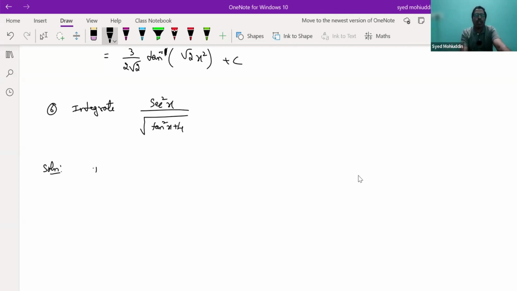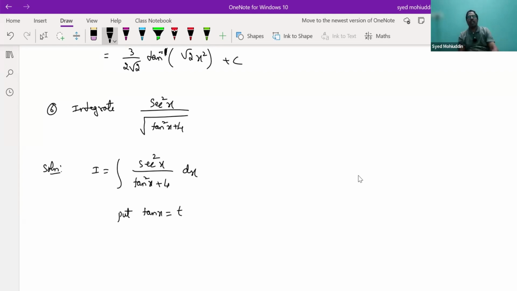So if I try to integrate, I is equals to integral of secant square of x divided by root of tan square of x plus 4 times dx. So the substitution here in the denominator is you have to put the value of tan x to be t. The reason why I'm taking tan x to be t is I know the differentiation of tan will give you secant square. Differentiating, I will be getting secant square of x into dx will be equals to dt.